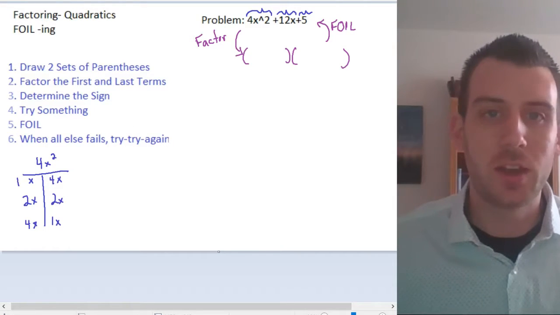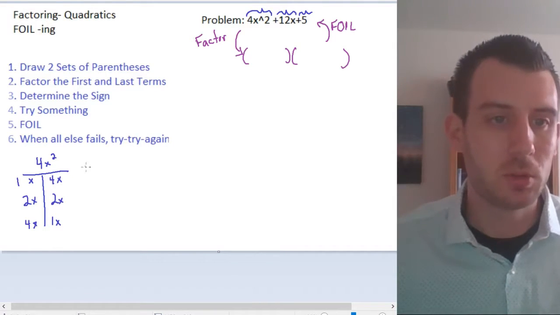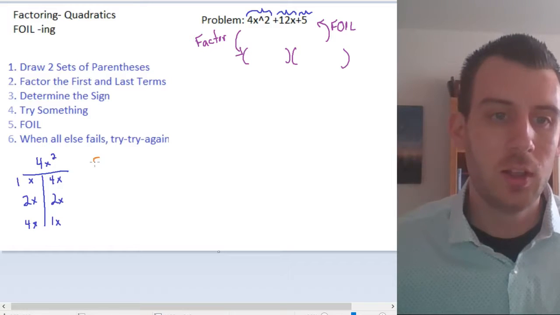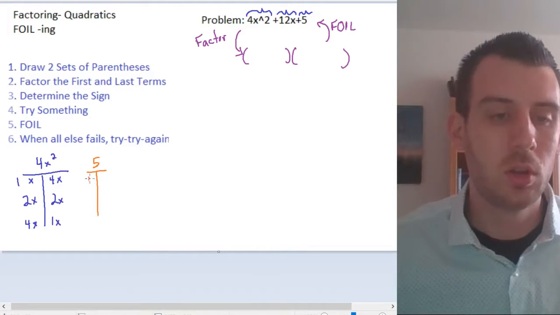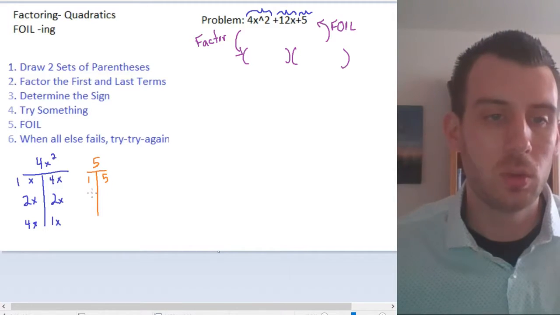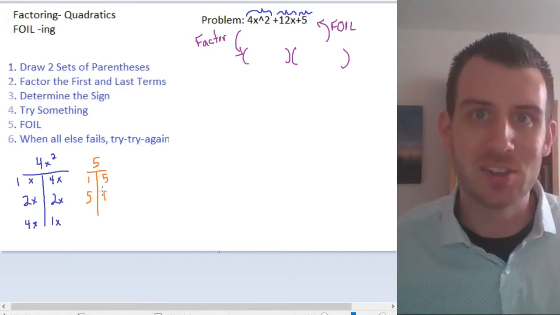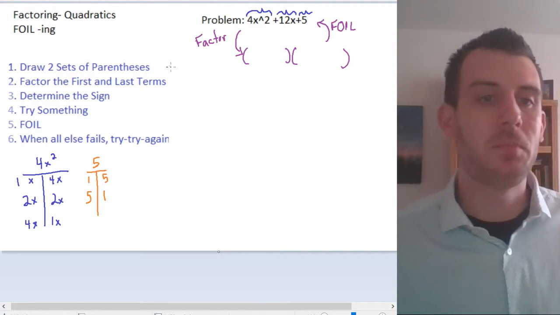Let's do it again for the last term, and I'm going to use a different color, possibly orange. Yeah, let's do orange. So if I was going to factor down the number 5, it's going to factor into 1 and 5, and, well, 5 and 1, because 5 is a prime number, which means it only factors down into itself and the number 1.